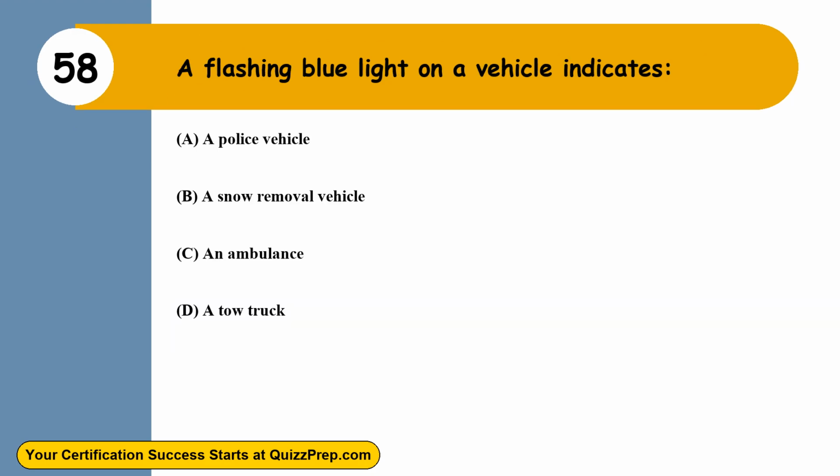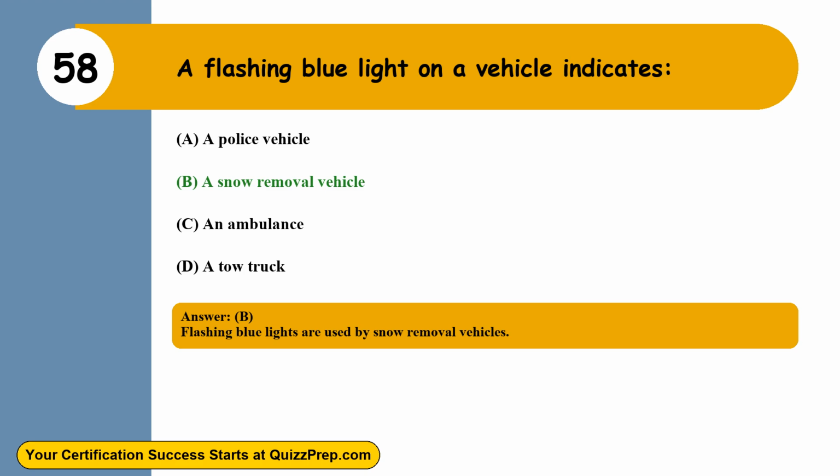Question 58. A flashing blue light on a vehicle indicates: Option A, a police vehicle. Option B, a snow removal vehicle. Option C, an ambulance. Option D, a tow truck. The correct answer is option B, a snow removal vehicle. Flashing blue lights are used by snow removal vehicles.